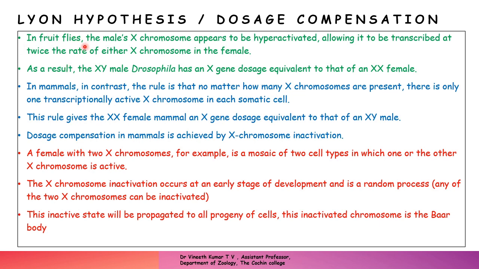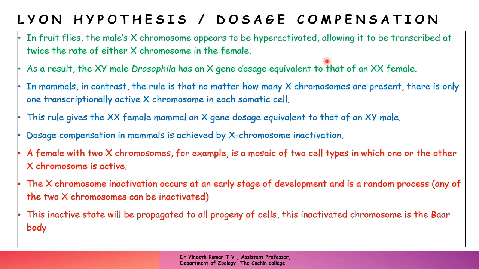So, in fruit flies or Drosophila, the X chromosome in males appears to be hyperactivated. That can also be done to equalize the dose. That is, females have two, males have one. So, what happens in Drosophila is that the X chromosome in male Drosophila is hyperactivated. That means it produces double the dose of transcripts or gene products from the X chromosome in the male.